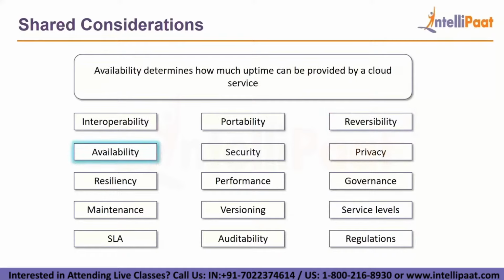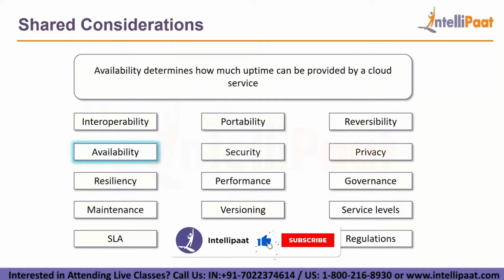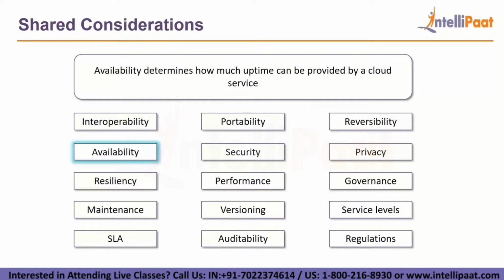Then comes availability, which determines how much uptime can be provided by a cloud service. Basically, during an entire year, let's say 365 days, for how long is the service going to be down, so that you can notify your users that there's going to be some maintenance in our infrastructure and our services are going to be halted in that time period? We are extremely sorry about that, but that needs to be done. How much of that is tolerated? That is what availability means.